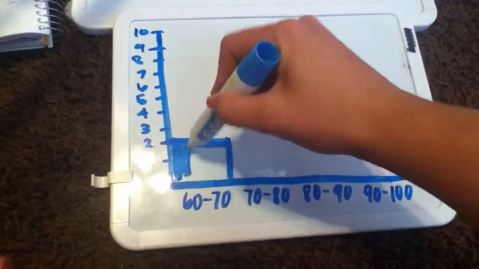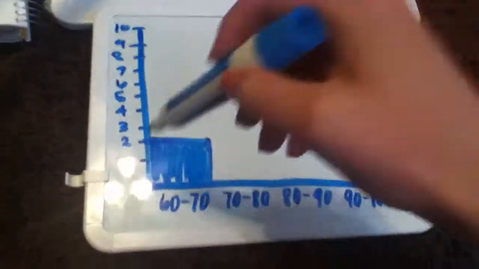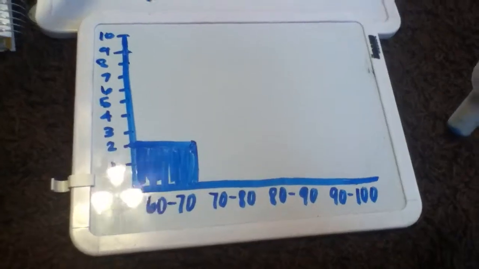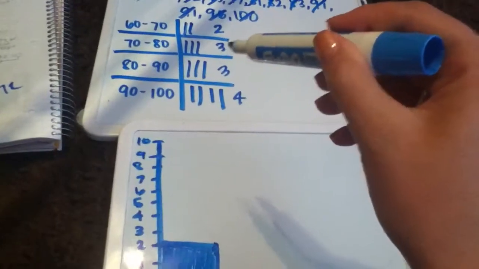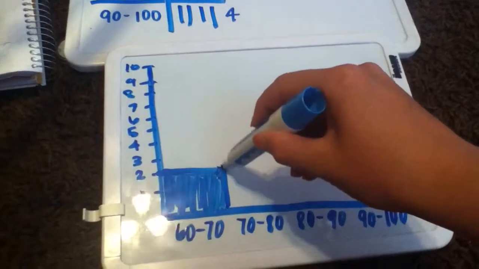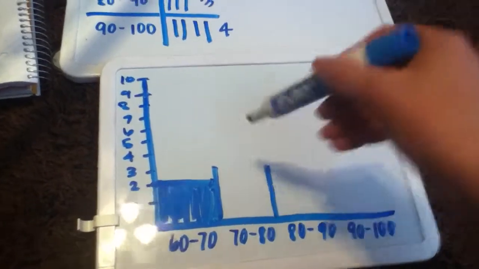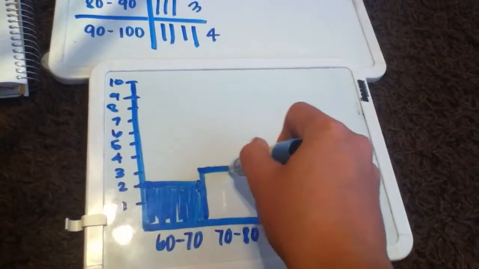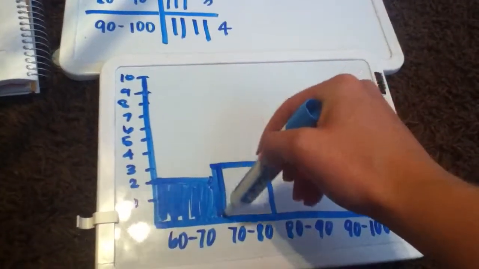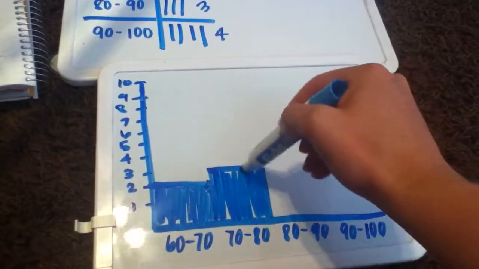So this is going to be 60 to 70. Two students got that grade. The next one we're going to look at is 70 to 80, and 3 students got that. So that's a little bit more. So that's going up to the 3, because 3 is the number of students that got in that range.